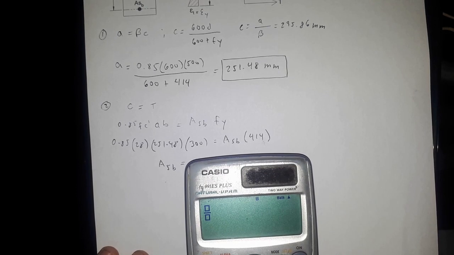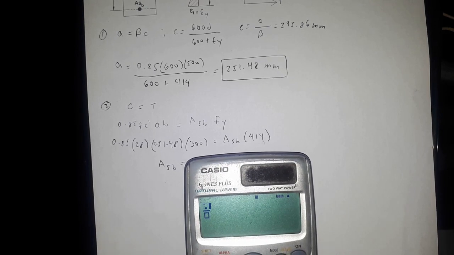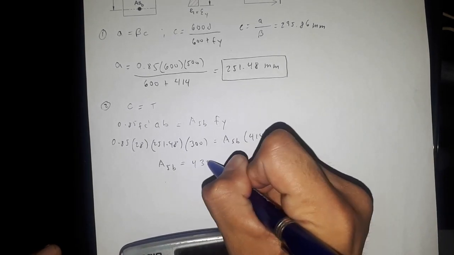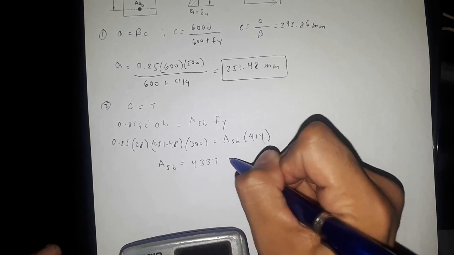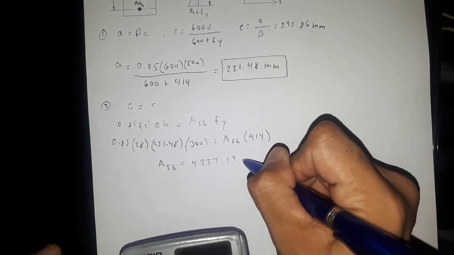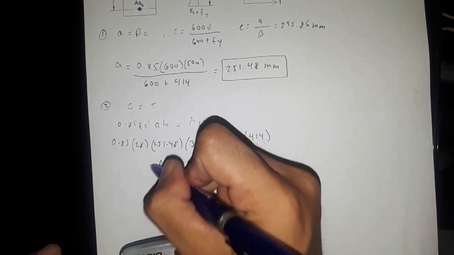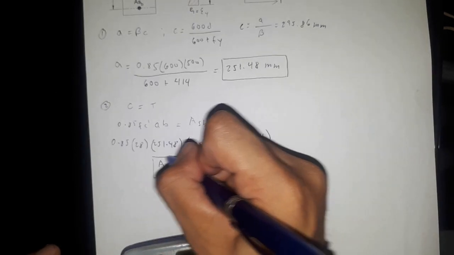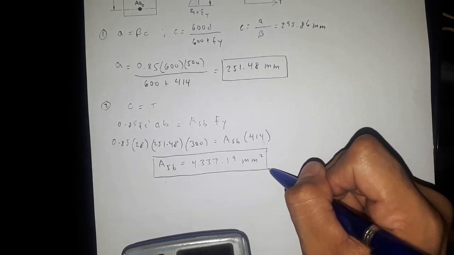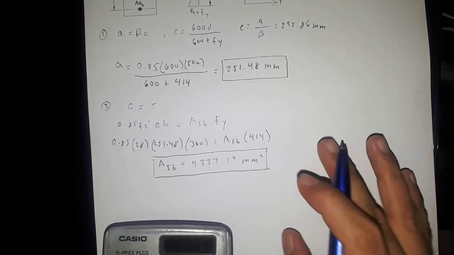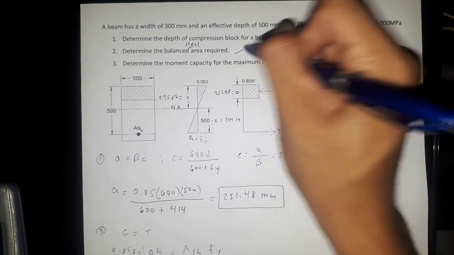0.85 times 28 times 251.48 times 300 over 414. So we have 4,337.19 square millimeters. So this is the balance steel area required. So okay na to.